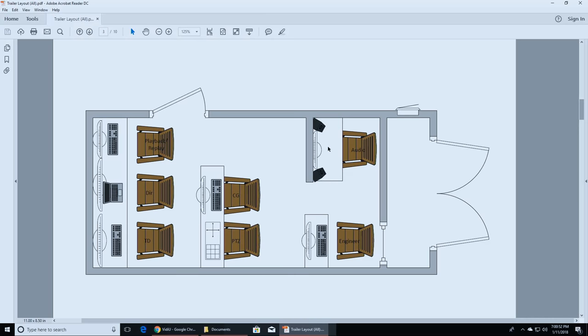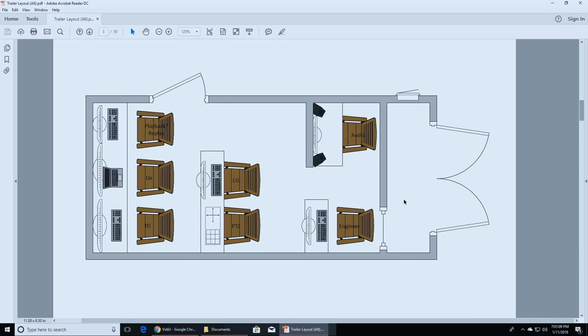But one problem here is the engineer was on the opposite side from the cable access door, which meant that any cables coming to and from the trailer would have to be strung across the back of the trailer in order to get to the equipment rack. And I didn't love that. That was not a good design in my mind.